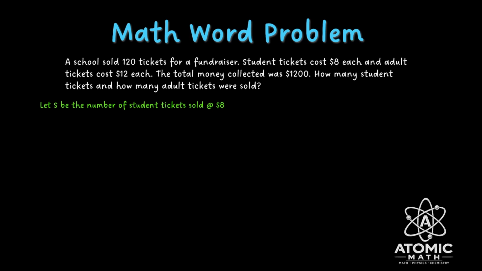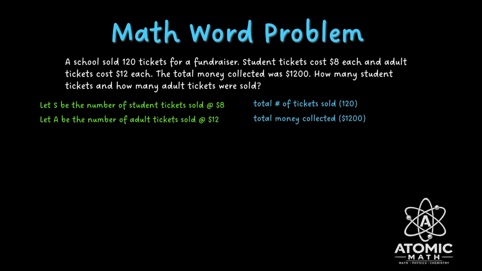So let's let S be the number of student tickets sold, and we know that they were $8 each. And we'll let A be the number of adult tickets sold, which we also know was $12 each. Now let's look at what we already know. We know that we sold a total of 120 tickets, and we know that the total money collected was $1,200.